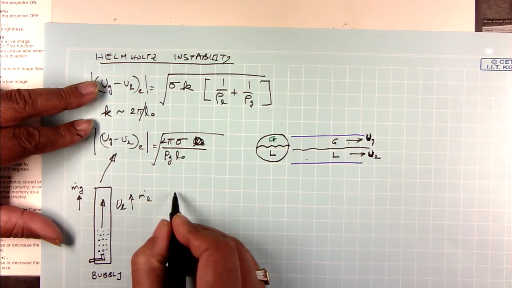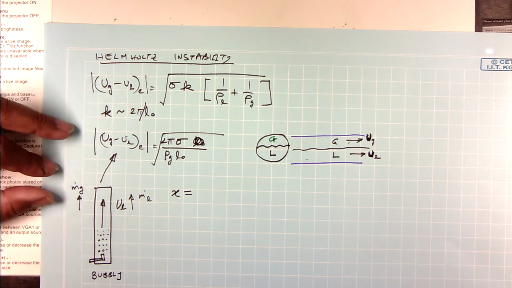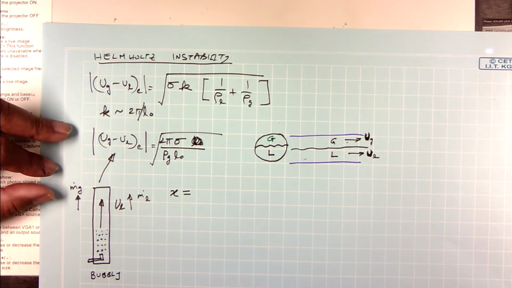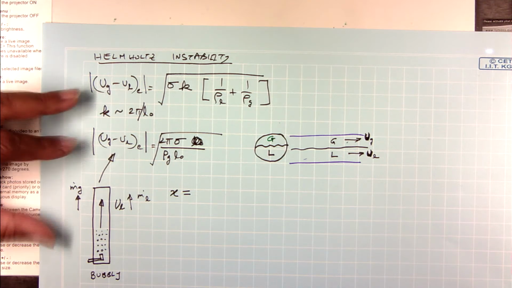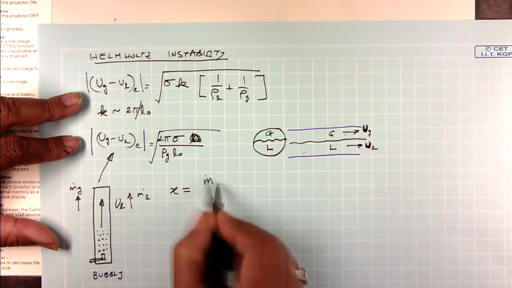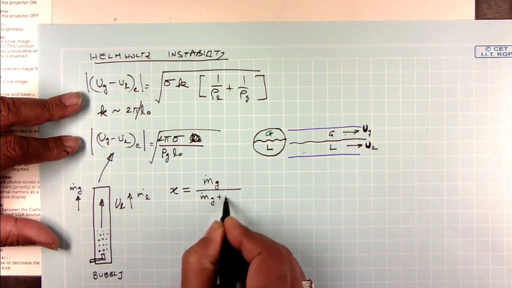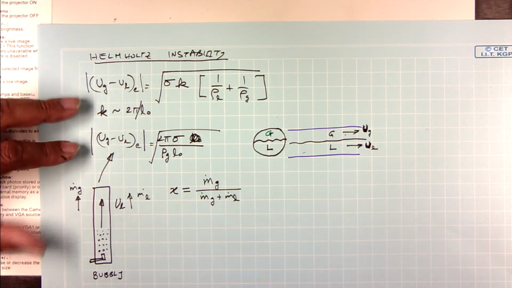So one of the fundamental parameters that we are interested in is known as the quality. Okay, and so the quality is how much of my total mass flow rate is the gas phase or the vapor phase. Okay, and we know this from your undergraduate thermodynamics. So that's the definition of quality.